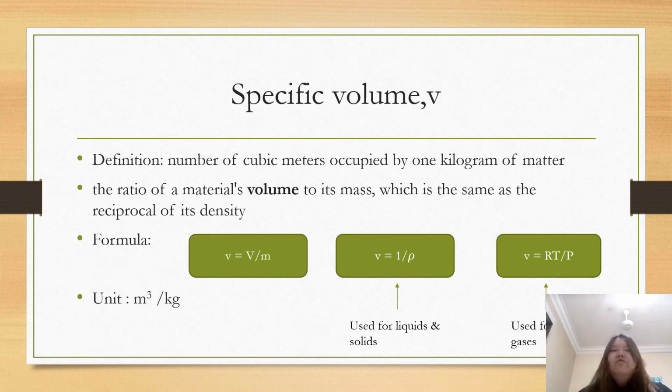There are three formulas. The first one is small v equals volume over mass. The second one is v equals 1 over rho, which is density, and this equation is used for liquids and solids. The third one is v equals RT over P, used for ideal gases or real gases. The unit for specific volume is meter cubed over kg.